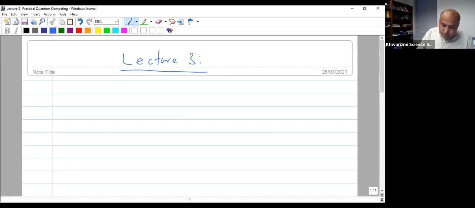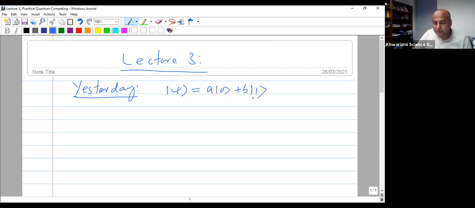Okay, so yesterday, or maybe in the last two days, we have been developing Dirac's bracket notation so that we can represent the states of a single qubit in terms of a basis. So one of the bases is 0, 1, which we call a computational basis or a Z basis. You can also represent the same state in terms of, let's say, another basis.